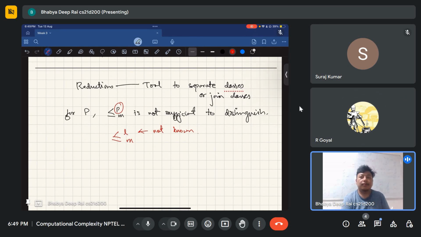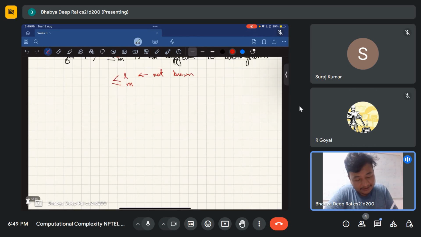So for two classes, if one class is very big and much harder than the other, to distinguish we can use a weaker reduction, or stronger, however you want to see it. But the strength of the reduction actually dictates whether you can distinguish the classes or not. That's right.